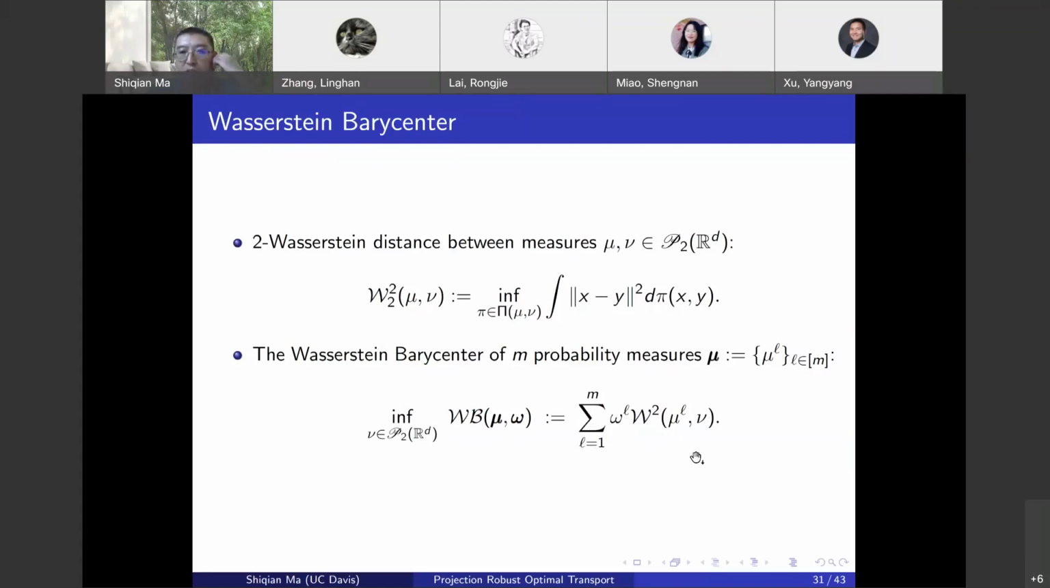Of course, as we discussed before, this Wasserstein distance is equivalent to the optimal transport problem, so it suffers from the curse of dimensionality. Now the Wasserstein-Barycenter problem is defined as the weighted sum of the Wasserstein distances, so you can naturally imagine that it is very likely that the Wasserstein-Barycenter also suffers from the curse of dimensionality. We want to mitigate this effect. What do we do? We use the same idea: instead of using the Wasserstein distance here, we use the projection robust Wasserstein distance.